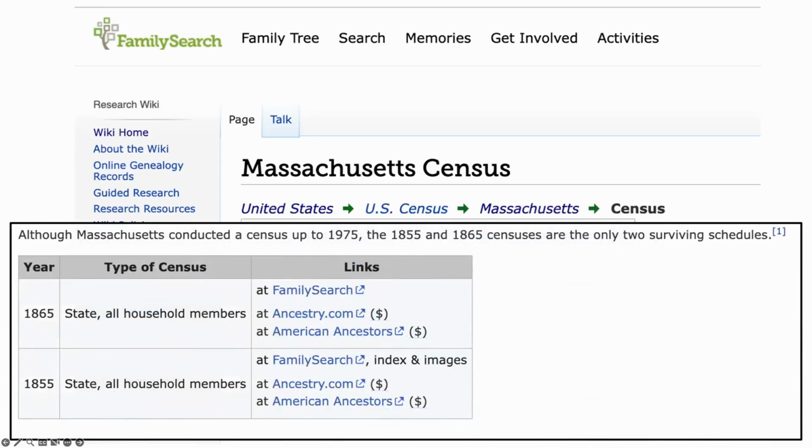And it will tell you very quickly in this case that although there are other censuses that were conducted, there's only two surviving schedules. That means the records from 1865 and 1855. They also show that these records appear on Family Search and on Ancestry and are also in American Ancestors. And you have little dollar signs by Ancestry and American Ancestors for the reason that they have a paywall.